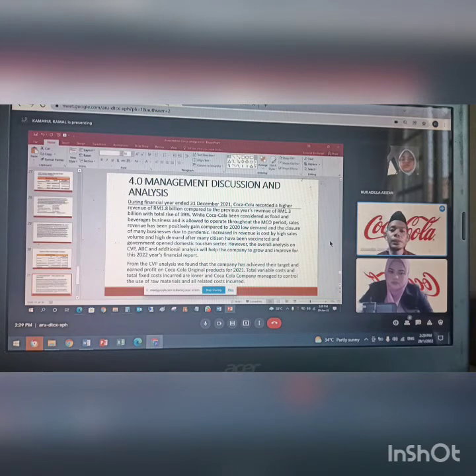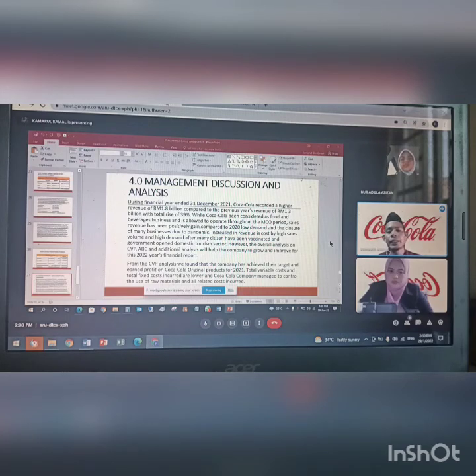Our revenue positively gained compared to 2020, which had low demand and the closure of many businesses due to the pandemic. So the increase in revenue was driven by high sales volume and high demand after many citizens have been vaccinated and the government opened the domestic tourism sector. However, the overall analysis on CVP analysis and ABC and additional analysis will help our company to grow and improve for this 2022 year financial report.